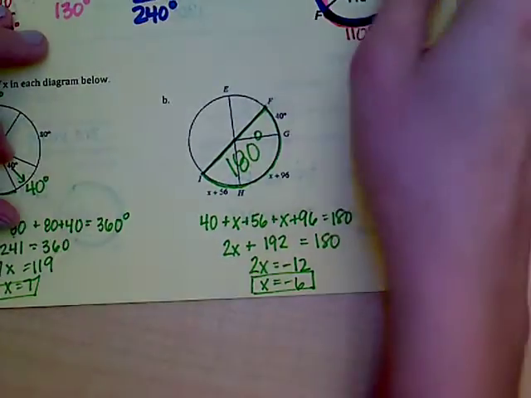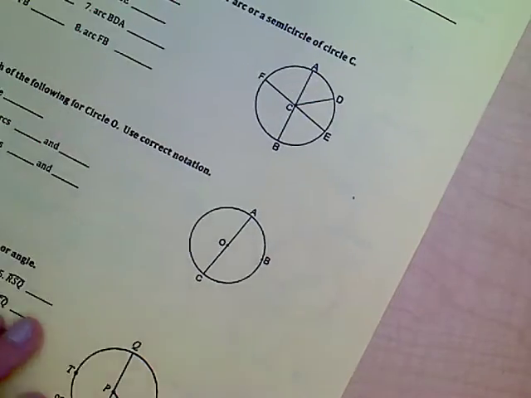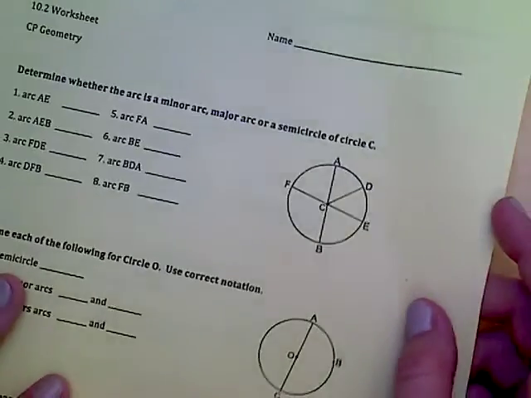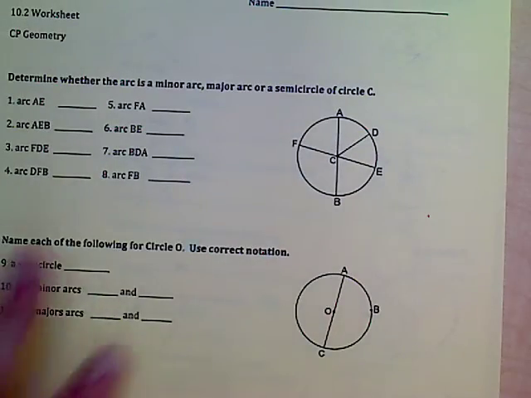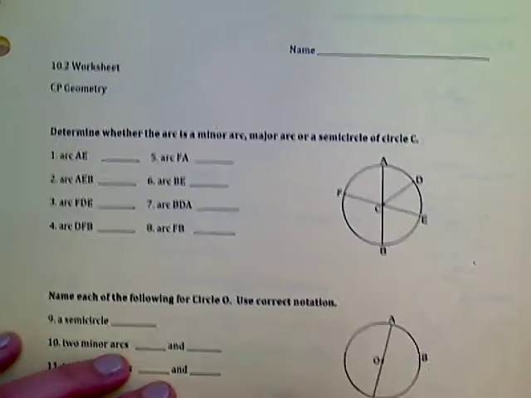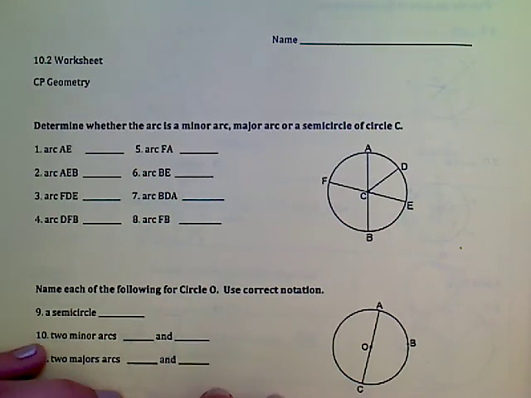So looking at the next page here, you have some practice of naming arcs, finding measures, doing variable problems. So you're going to work on these tomorrow in class. So I have you stopping after you complete these notes. We're going to work on this practice tomorrow in class for period 2. Okay, for period 2, you're doing it in class tomorrow because we have a long class.